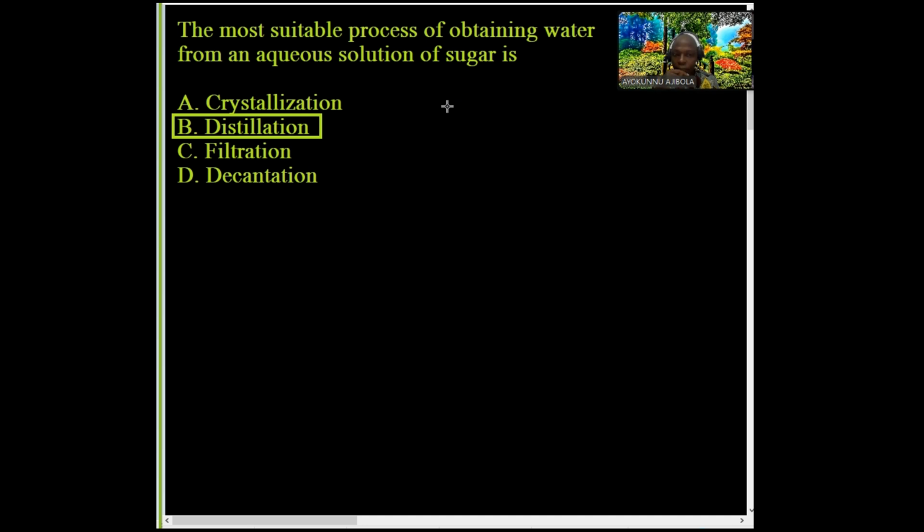Are you getting that? So if the emphasis is on the solvent, use distillation. If the emphasis is on the crystal being in the purest form, use crystallization. Is that clear now? The distillation process involves the conversion of a liquid into vapor, which is subsequently condensed back to liquid form.